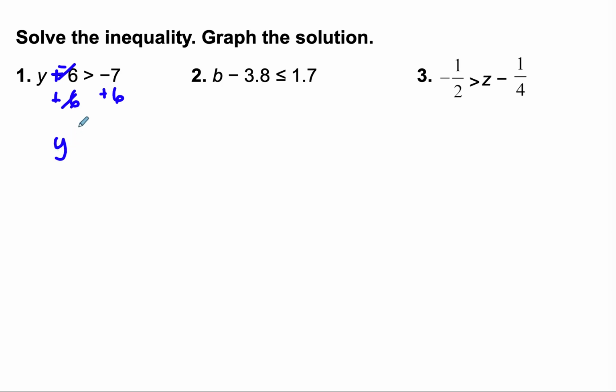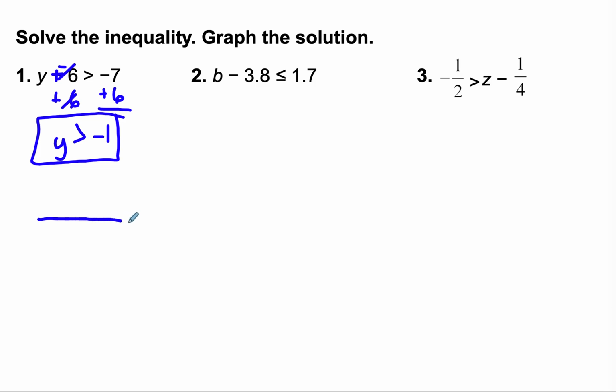Y is greater than, and then negative 7 plus positive 6. Different signs, find the difference. That's going to be negative 1. Y is greater than negative 1 is the solution to my inequality. Be careful not to just put in equals there. Y does not equal negative 1. Y is greater than negative 1.